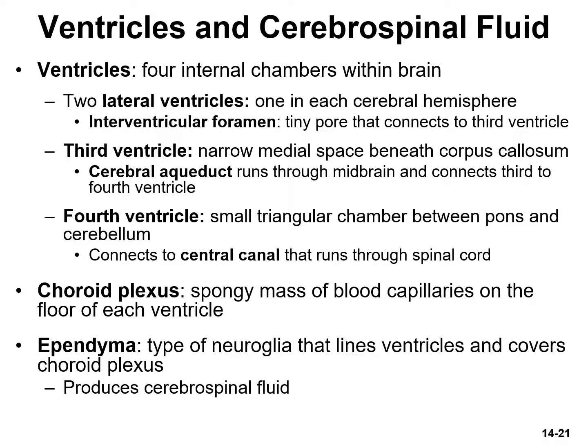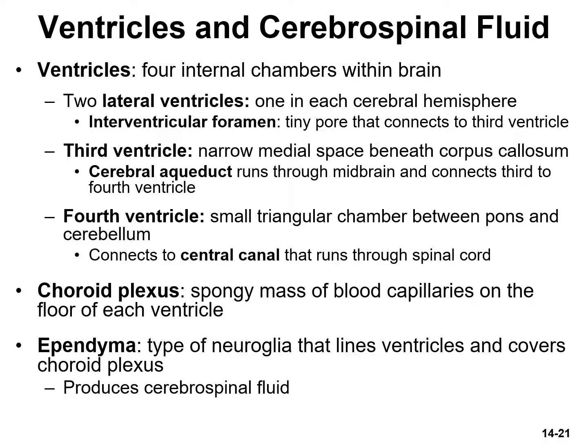Okay, let's talk a little bit about ventricles and cerebrospinal fluid. Ventricles are the internal chambers or spaces within the brain. So there are 4 of these. There are 2 lateral ventricles, one in each cerebral hemisphere, so one in the right part of the brain, one in the left part of the brain.